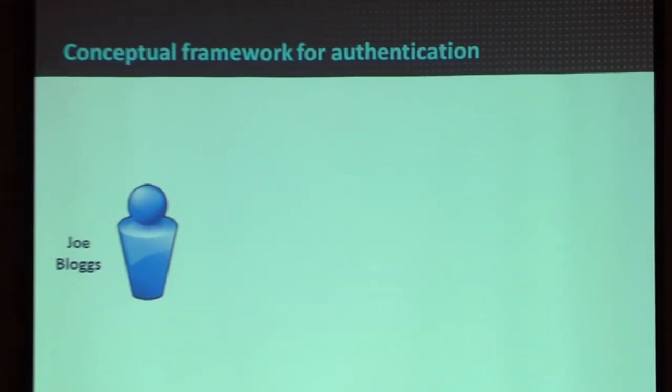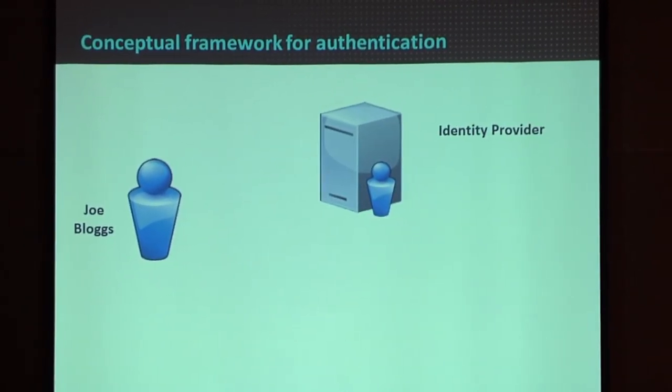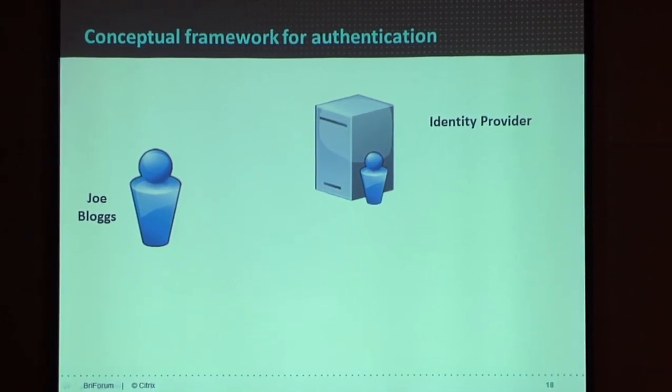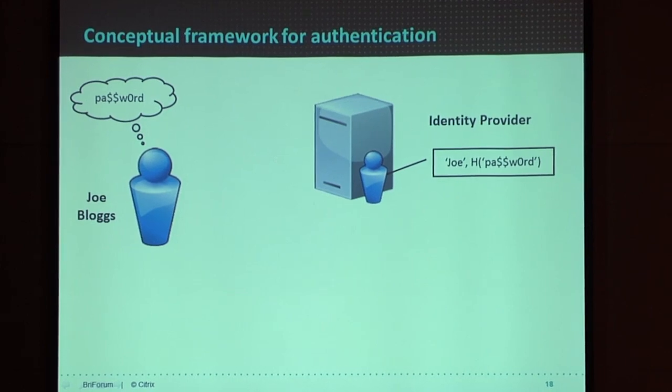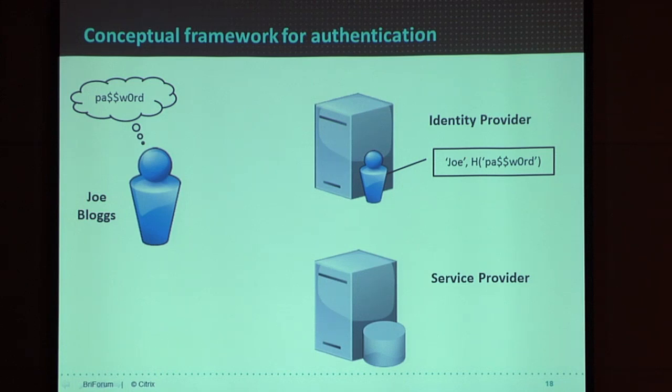You have a user who wants to access a system, and you have a system, and I'll call it an identity provider, which knows about them. Obviously you have password knowledge in both places. Let's say a password or some credential so you can authenticate. You've got another system called a service provider, which has some sort of resource that Joe may need to access.